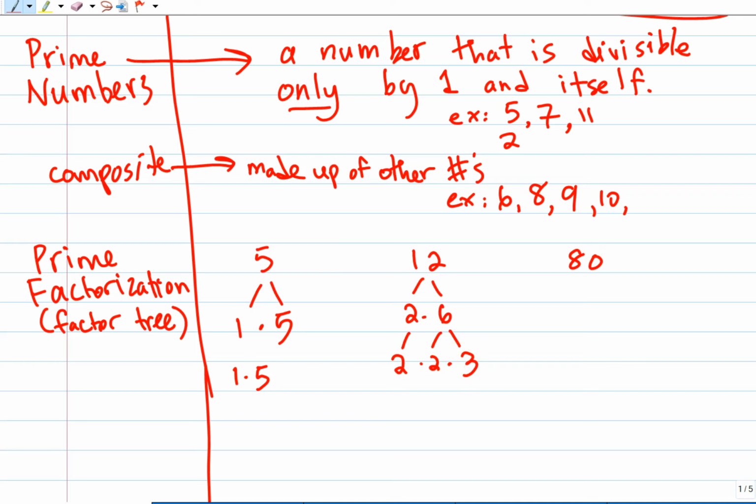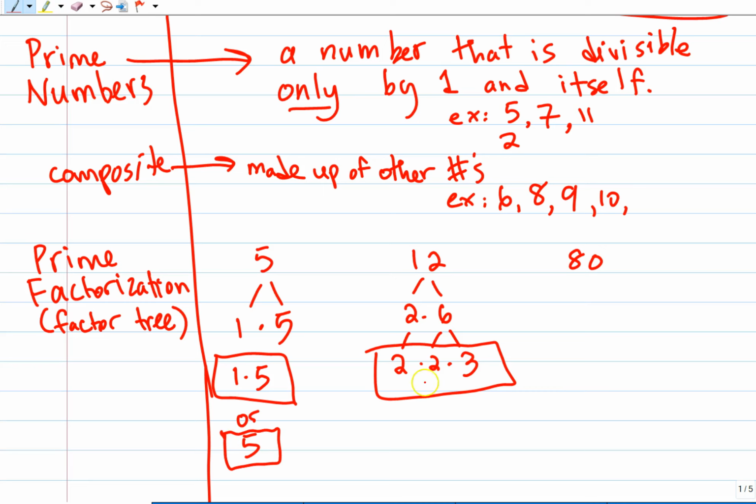So I'm fine with this. I'm actually fine with either of these answers. What they would probably do is just write this as the 5. They wouldn't write the 1 times. And for this one, they would take the two 2's and write that as 2 squared times 3. So I'm okay with either of these. But just so you know, they probably will want the bottom one if you're doing the prime factorization.